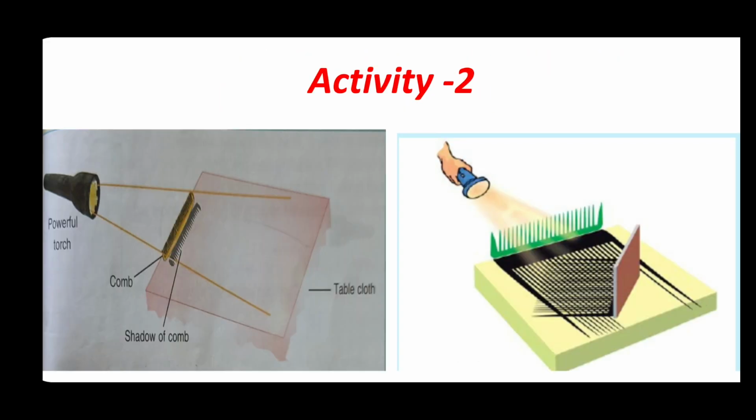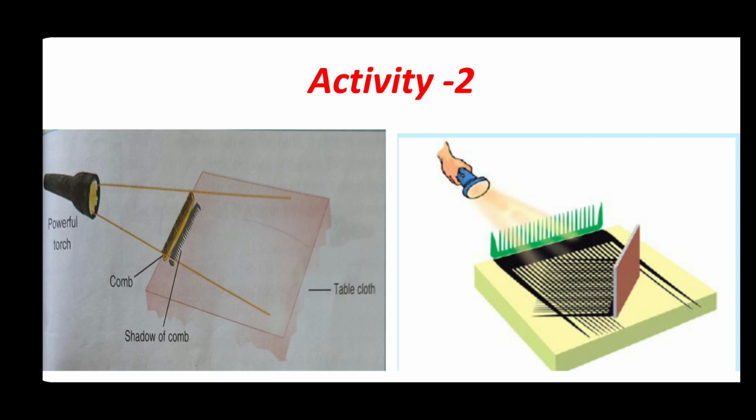Next is one more activity which is given in your book, that the phenomena of the formation of shadow tells us that light ordinarily propagates in a straight line, and shadows are formed because light moves along a straight line path and is not able to bend its path around large obstacles.